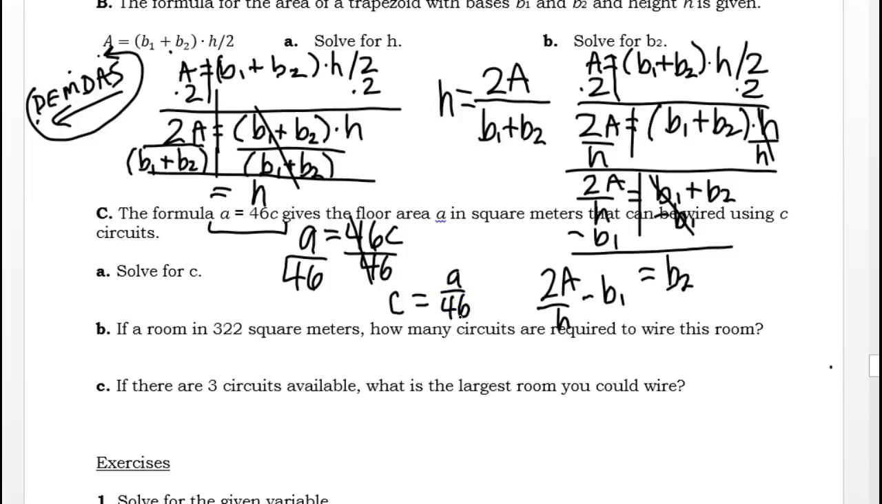Letter B, if a room is 322 square meters, how many circuits are required to wire this room? We know how many square meters we have. We know the area, so we're going to just substitute that in for the A of this equation. 322 divided by 46. And if we do 322 divided by 46, I get 7. We need 7 circuits to wire this room.